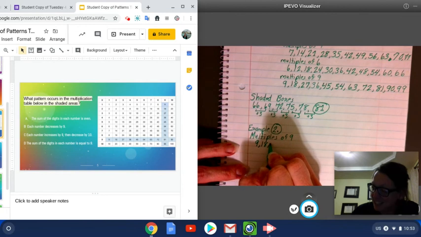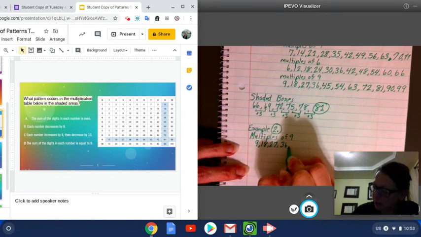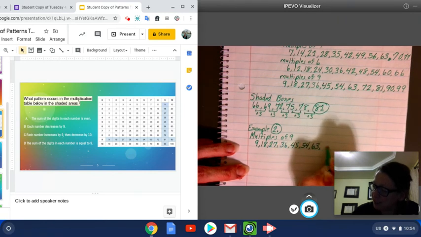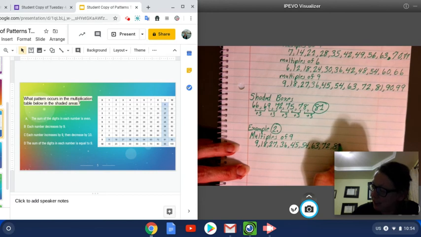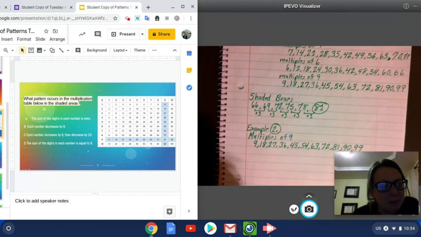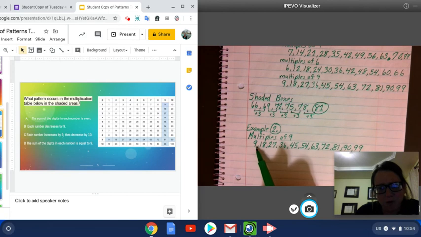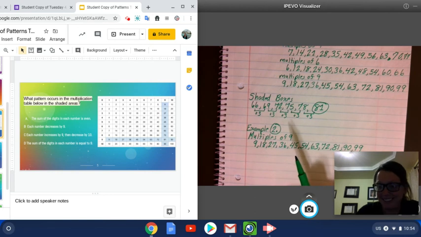9, 18, 27, 36, 45, 54, 63, 72, 81, 90, 99. Then it says the sum of the digits in each number is even. Well, what is the sum of the digits in each number? Well, that would be like 9 plus 0. That's 9. Is that even? No.